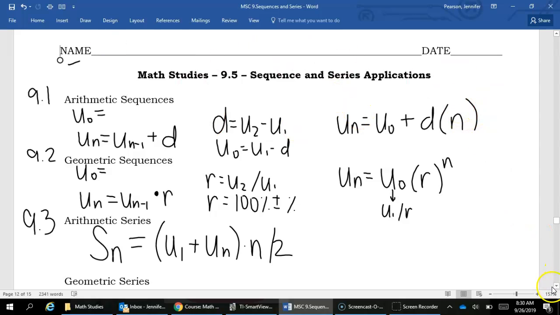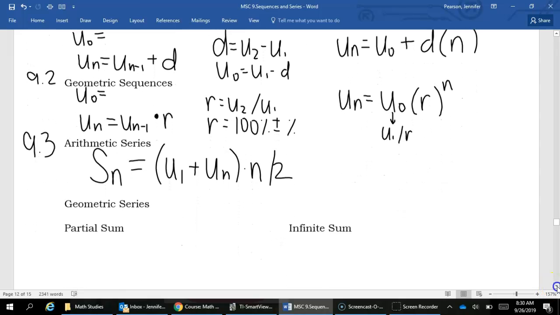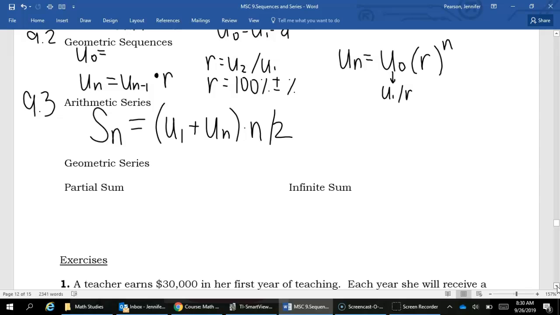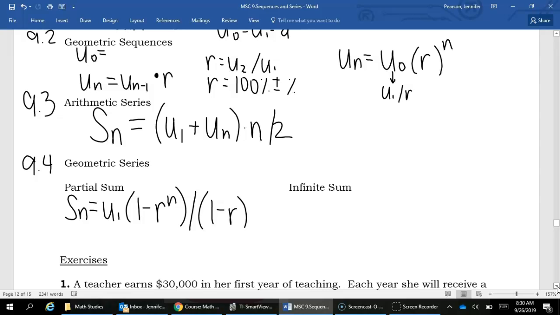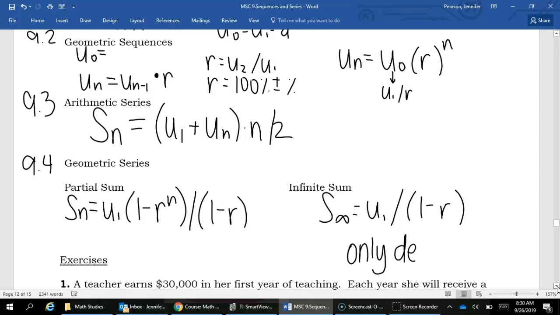Geometric series were in lesson 9.4, and we had two different formulas for if we were adding up just a couple numbers in the list of numbers or all of the numbers. The partial sum formula was a little longer. We needed the first number times 1 minus the ratio to the power of n divided by 1 minus the ratio, whereas the infinite sum was the first number divided by 1 minus the ratio, but only for decreasing sequences. For increasing or arithmetic, the answer was automatically no solution.